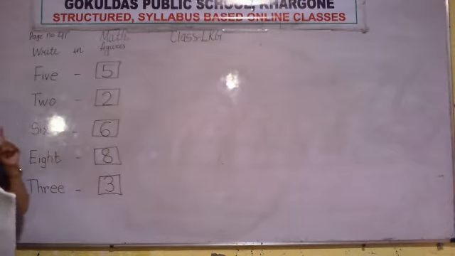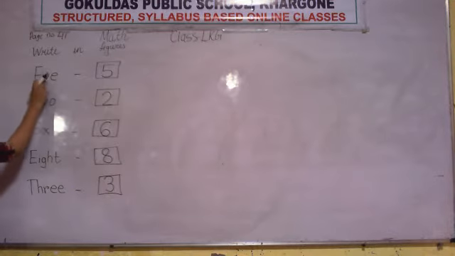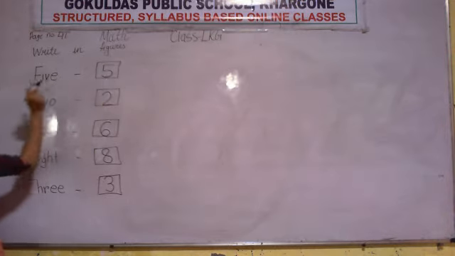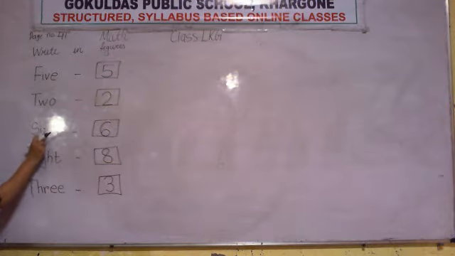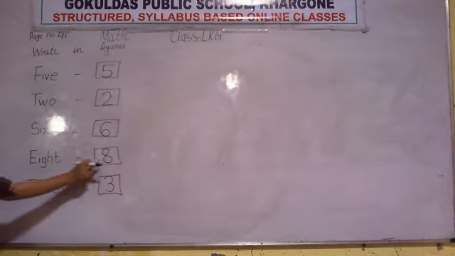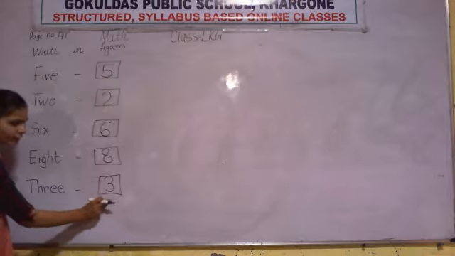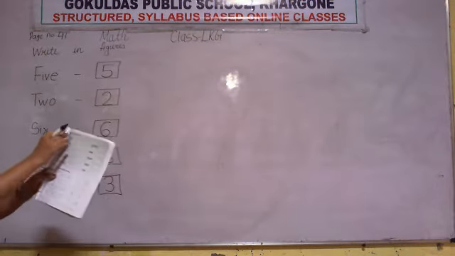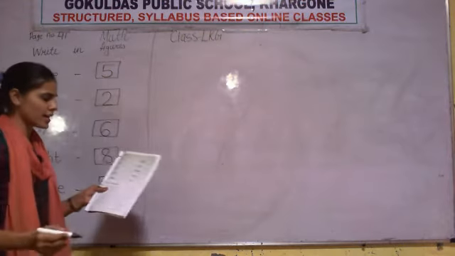After writing, you revise one time. What is the spelling of the number? F-I-V-E, 5. T-W-O, 2. S-I-X, 6. E-I-G-H-T, 8. T-H-R-E-E, 3. Okay, so this line is complete. Now move to the next line.